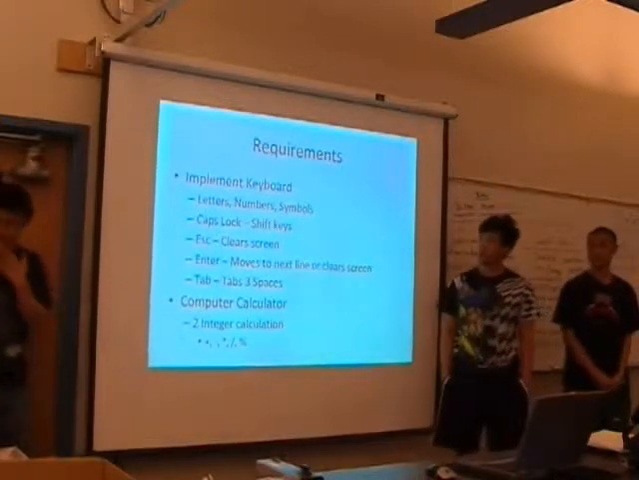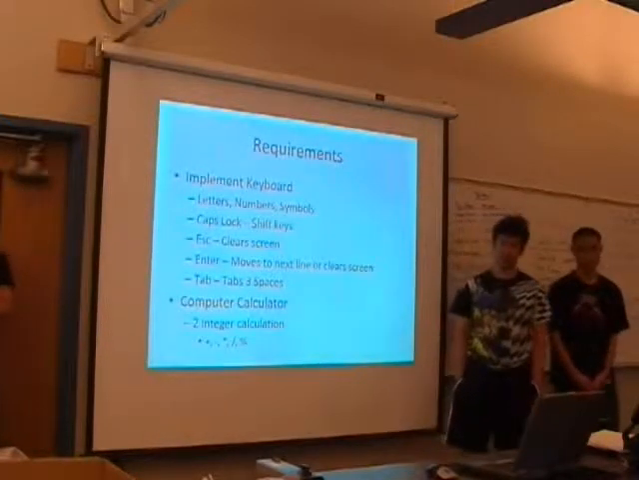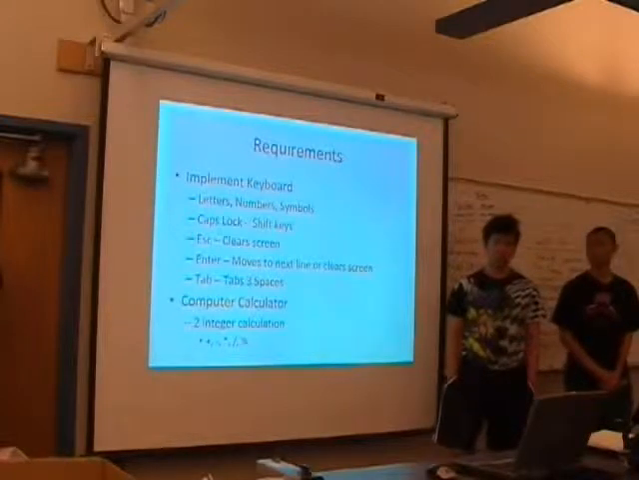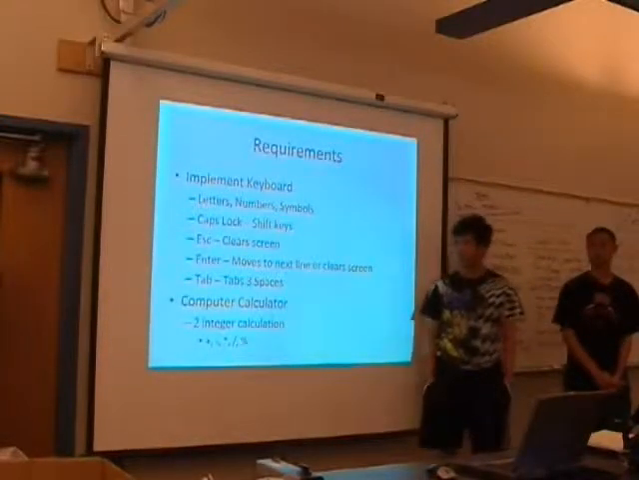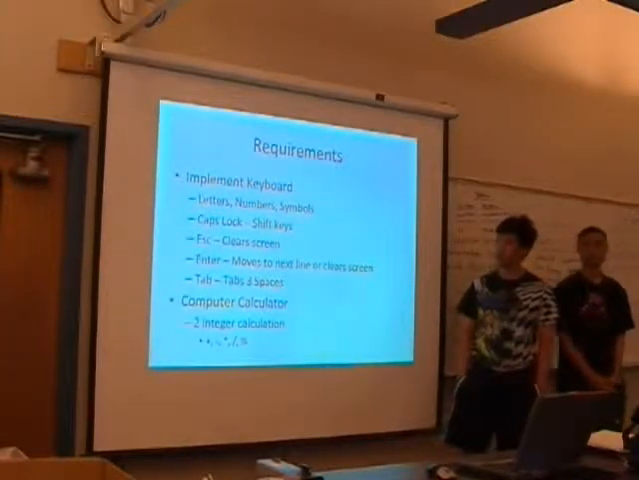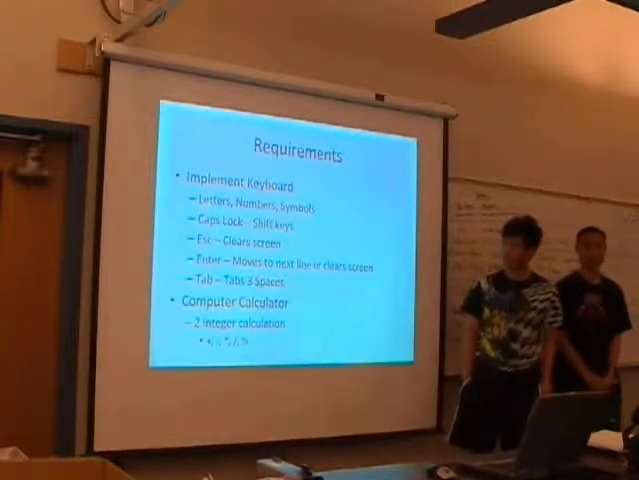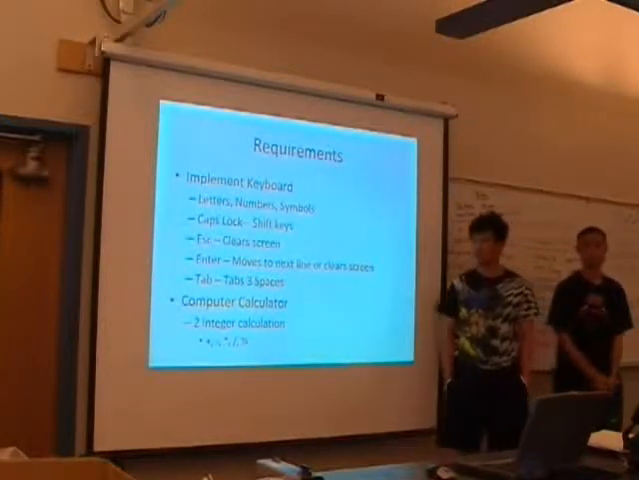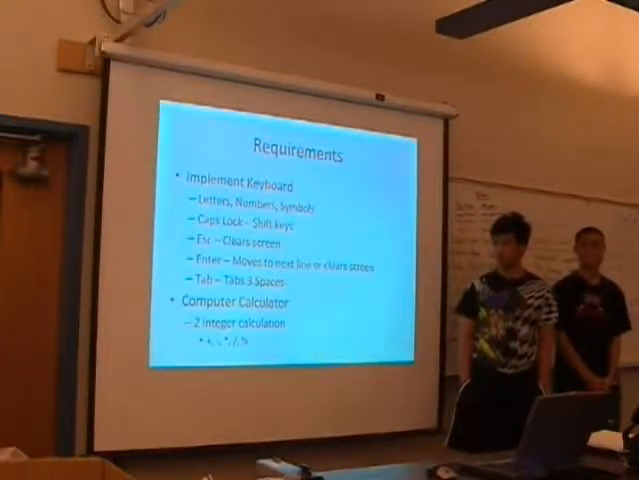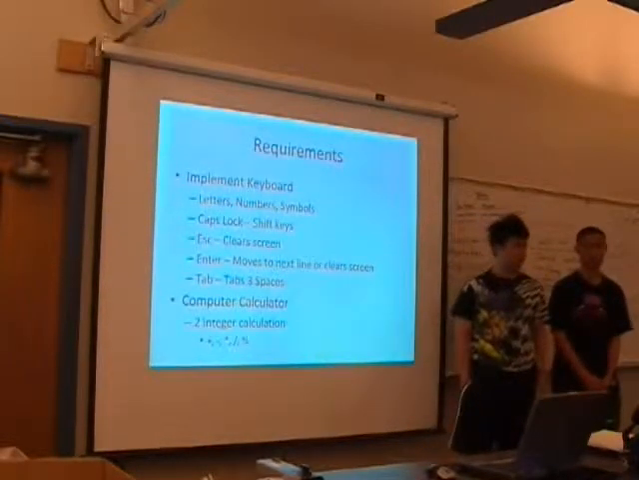So we had a switch that switched it between a keyboard and a calculator, and our keyboard displayed letters, numbers, symbols, and to make it capitalized or symbols, you hit the caps lock key, and that changed it to either capitalized or a symbol. Pressing escape clears the screen, and enter moves it to the next line or clears the screen when it exceeds 2 lines. Tab shifts it over 3 spaces. And for the calculator, we can do addition, subtraction, multiplication, division, and the remainder.